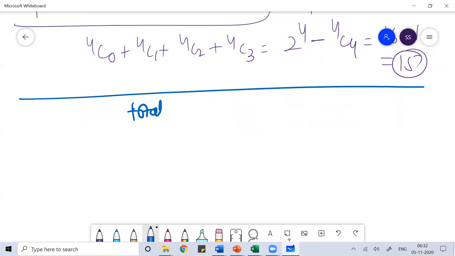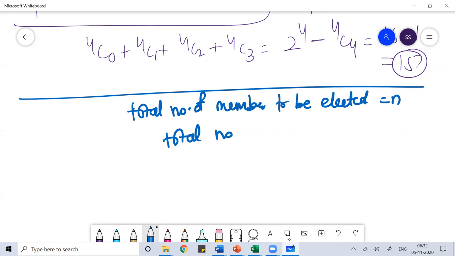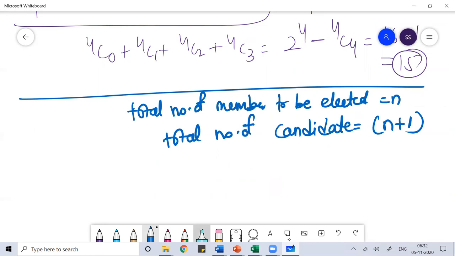The total number of members to be elected is n, and the total number of candidates is n plus 1. So if I take the total number of candidates as n, then the number of members to be elected would be n minus 1.